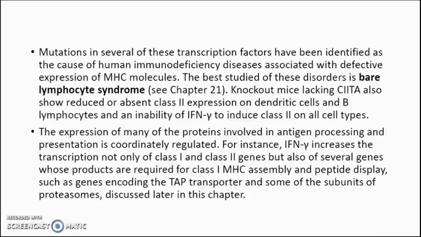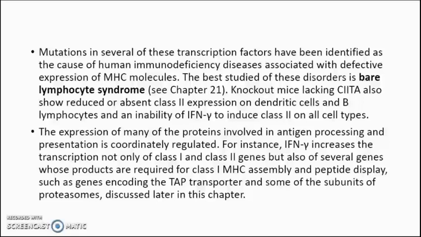Knockout mice lacking class 2 transcription factor also show reduced or absent class 2 expression on dendritic cells and B lymphocytes, and an inability of interferon gamma to induce class 2 on all cell types.